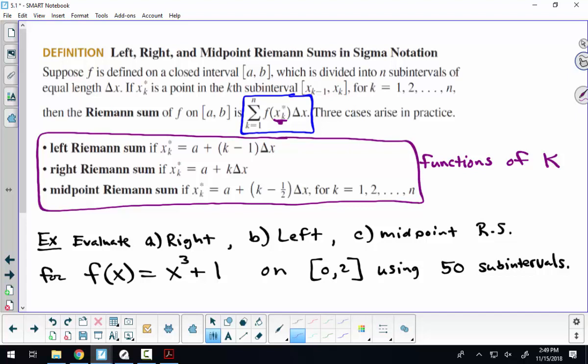So your process here in working with this definition is you first determine which one of these you're using, that'll be given to you, but then you have to find these x star as some function of k. Then you've got to plug that function of k into your function, x squared, x cubed plus 5, whatever it is. And then that needs to go inside of the summation, or to be summed.